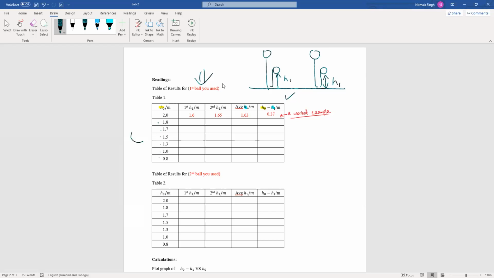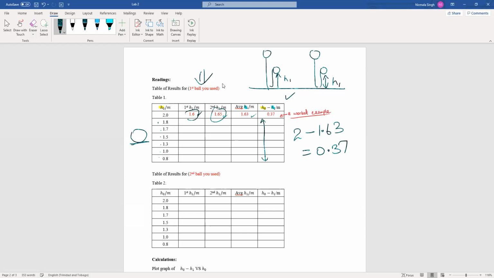Please note you're taking the base of the ball at your readings. So you're going to take your 2 rebound heights and find the average to 2 decimal places. So you get the average of 1.6, 1.65, get your average to 2 decimal places, and you work out H0 minus H1. I've even color coded it for you all. So you're taking the H0 here, which is 2, minus the H1, you use your average, 1.63. And that's going to give you 0.37. That's your worked example. So you're going to do that for the entire table.